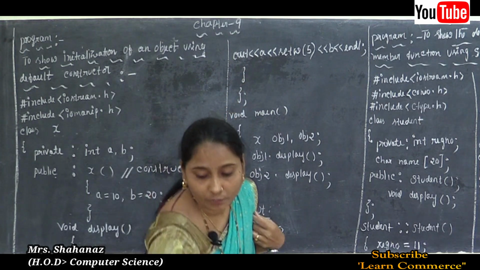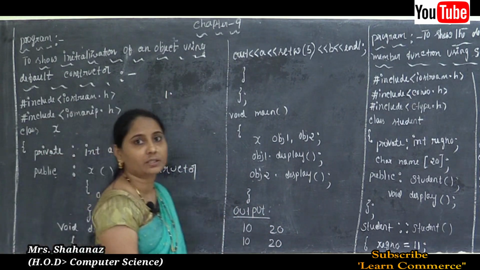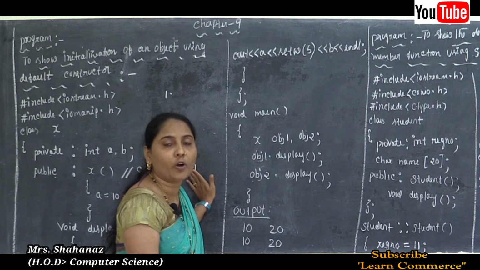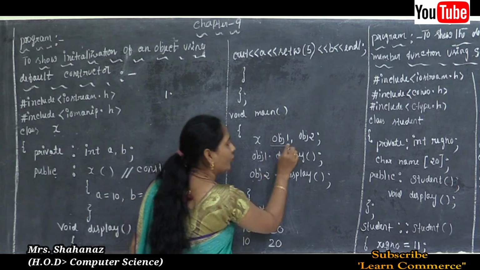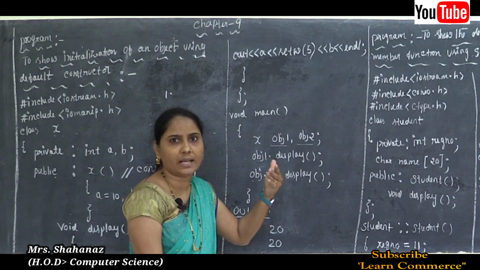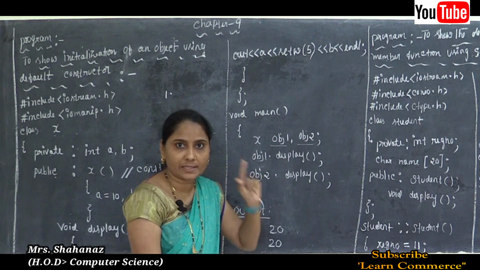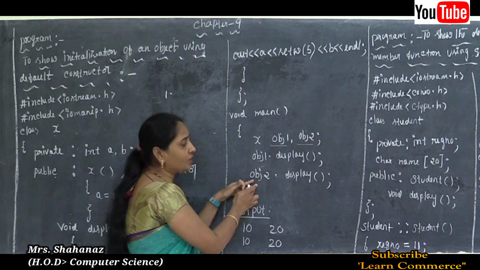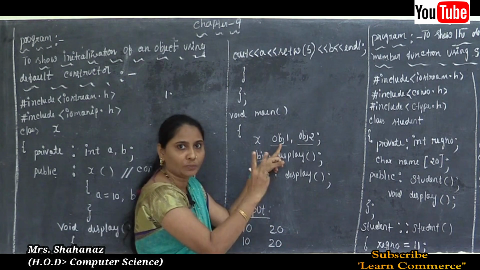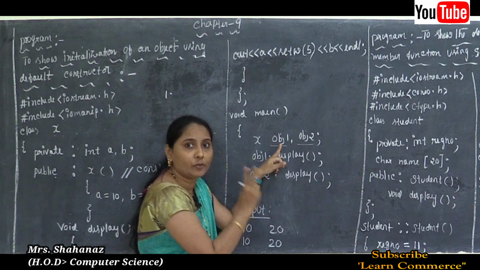Why? Because we know the features of the default constructor. What are the features of the default constructor? Whenever an object is created, the default constructor is automatically called. When you create the object, whatever constructor is there in the class is going to be called. The second feature is about all the objects of the class. How many objects are there? obj1, obj2, so there are two objects. All the objects of the class are initialized with the same set of values by the default constructor.